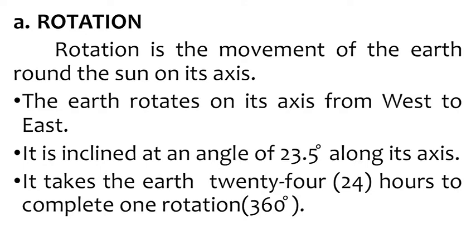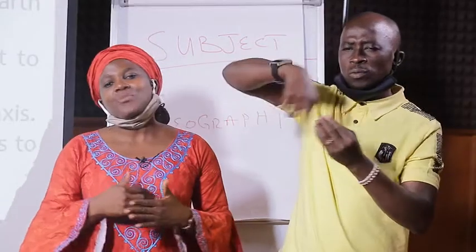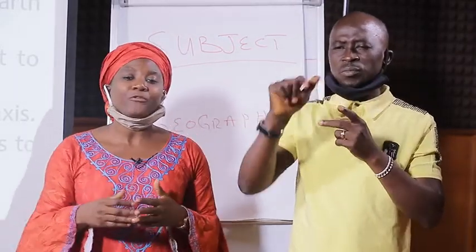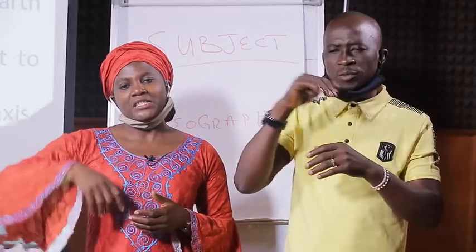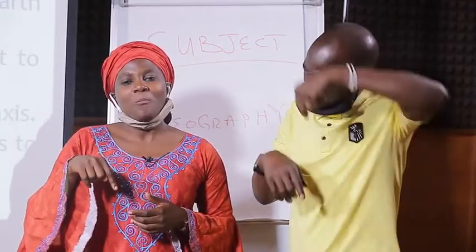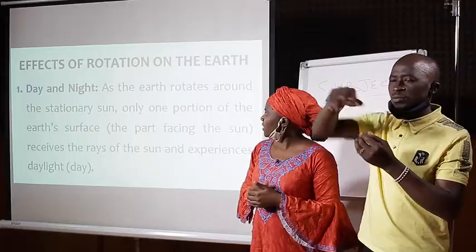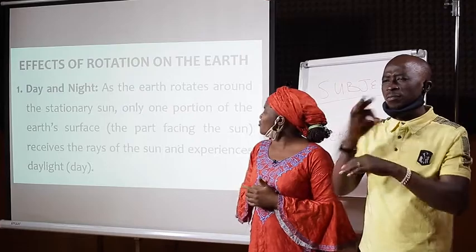The Earth rotates on its axis from west to east. It is inclined at an angle of 23.5 degrees along its axis, and it takes the Earth 24 hours to complete one rotation. A simple example of rotation is when you look at ballet dancers. That is when the male and the female are dancing, and then he spins her around, and she stands on one point and turns around. That is rotation.